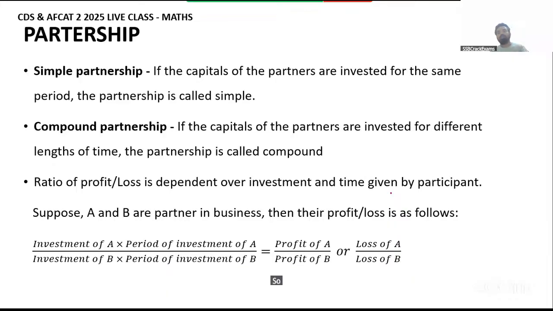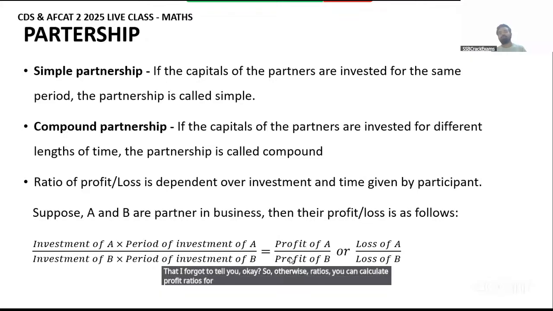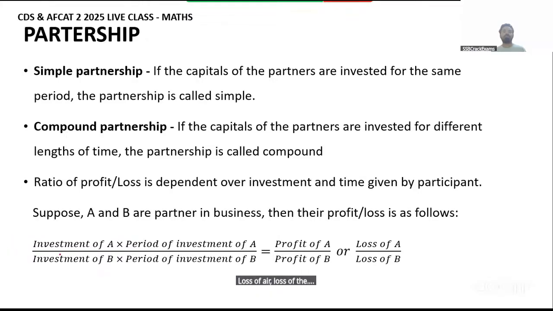Or in the compound interest, say you are giving him up to 5 years only. So there is a time limit also, that I forgot to tell you. Otherwise, for ratios, you can calculate profit ratios for two partners, say profit of A upon profit of B, loss of A upon loss of B. Investment ratio, say investment into period of A, investment into period of B. So this is how we calculate the ratio. You can understand this in the question itself.